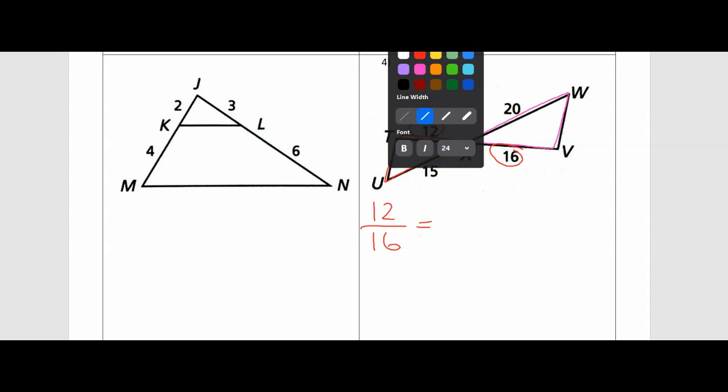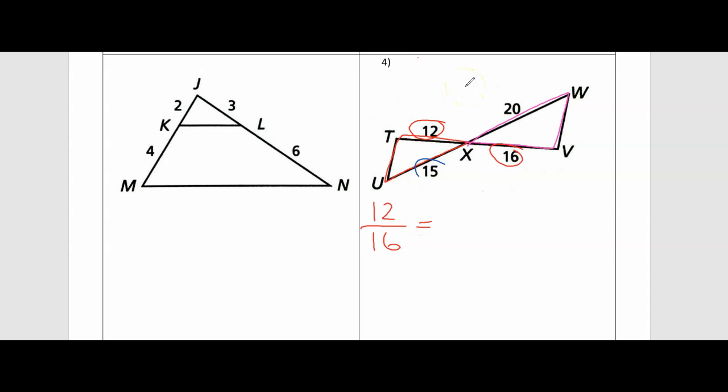Now, is that the same as 15 over 20? Well, common factor of 12 and 16 is 4, so that gives me 3/4. Common factor of 15 and 20 is 5, that also gives me 3/4. So we've proved that 2 sets of sides have the same scale factor. Now we just need to figure out these angles.